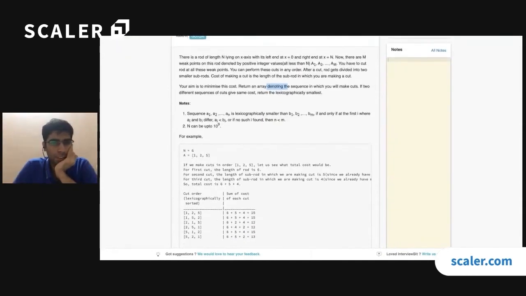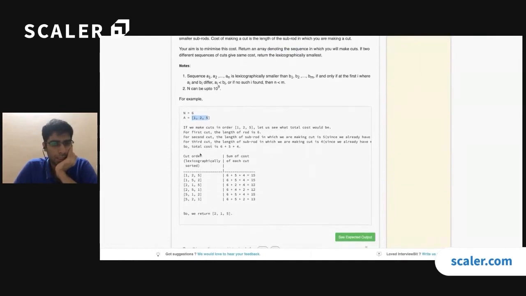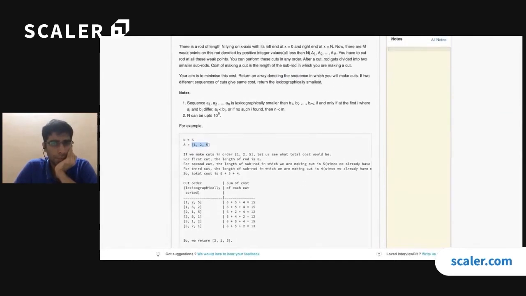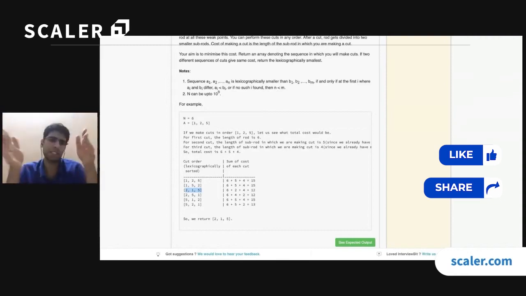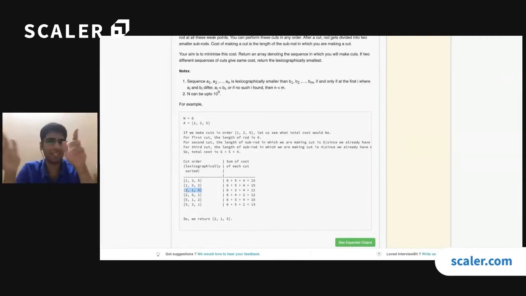So basically, there is a road with weak points 1, comma 2, comma 5. So I have to minimize the cost. So the minimum cost will be here in those two, and out of these, the minimum will be 2, comma 1, comma 5. So I have to return 2, comma 1, comma 5. Got it. Okay. So the problem to find the minimum seems to be a simple DP problem, where DP of I, J can represent the minimum cost to cut from index I to index J.